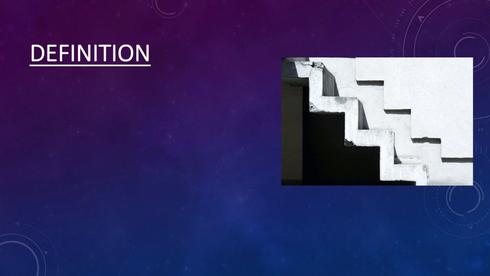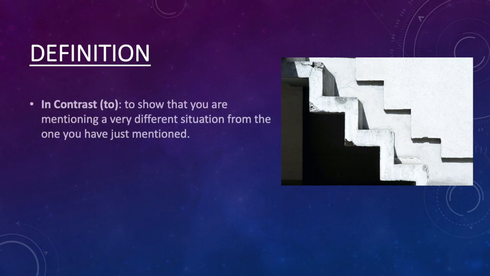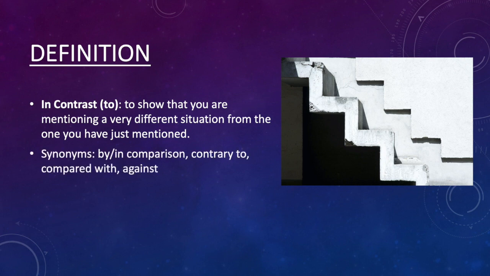Now, let's take a look at the final vocabulary set of today's unit. This is a phrase instead of a word. The phrase is in contrast to, and it means to show that you are mentioning a very different situation from the one that you have just mentioned. Some synonyms include by or in comparison, contrary to, compared with, and against.